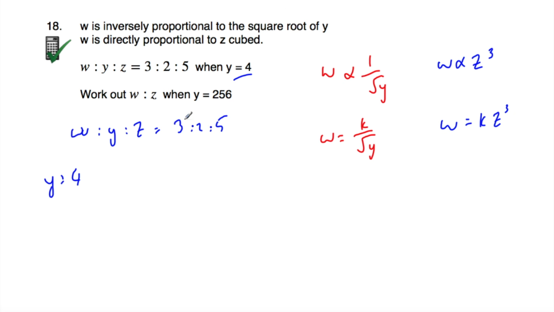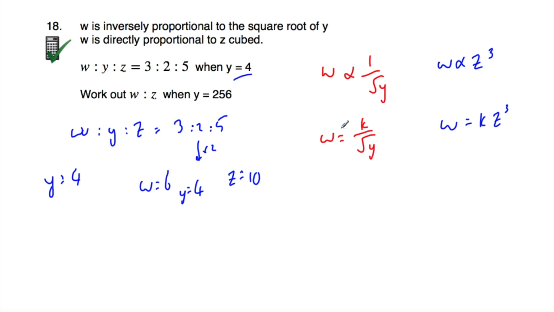So if y is equal to 4, well, if we times the 2 by 2, we get that's equal to 4. That means that w would be equal to 6, and it would mean that z is equal to 10, just timesing both of those by 2. So whenever y is equal to 4, w is equal to 6, and z is equal to 10. So that means that we can work out the constants of proportionality. So let's go back to this one.